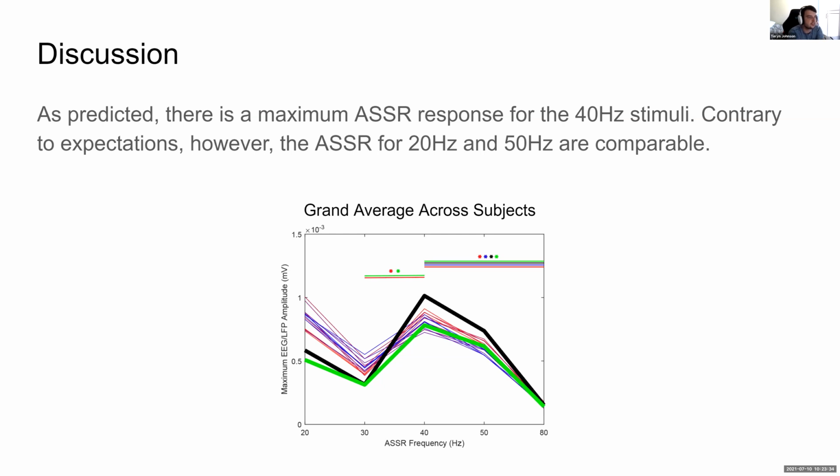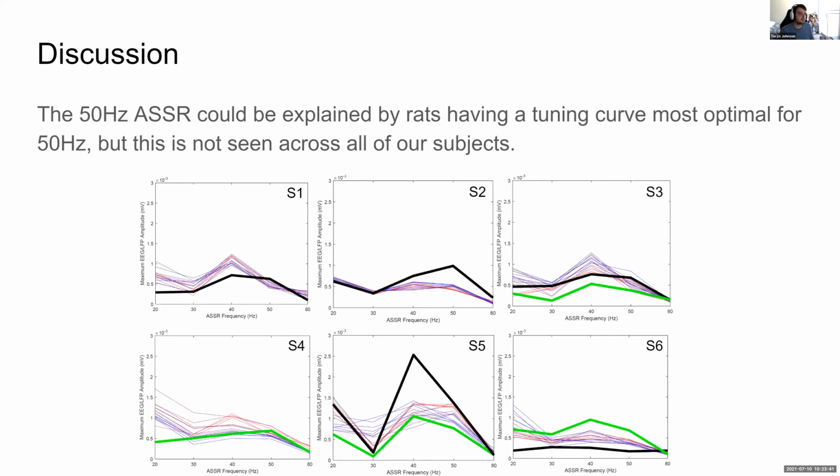In summary, we've seen initial results that have been consistent with some of our predictions going into the study. Specifically, we found that the response to the 40 hertz stimulus is maximal compared to other frequencies. And unexpectedly, the response to the 20 hertz and the 50 hertz were also high.